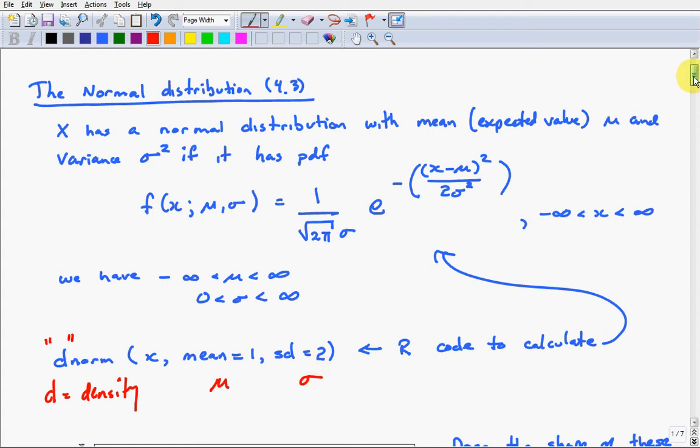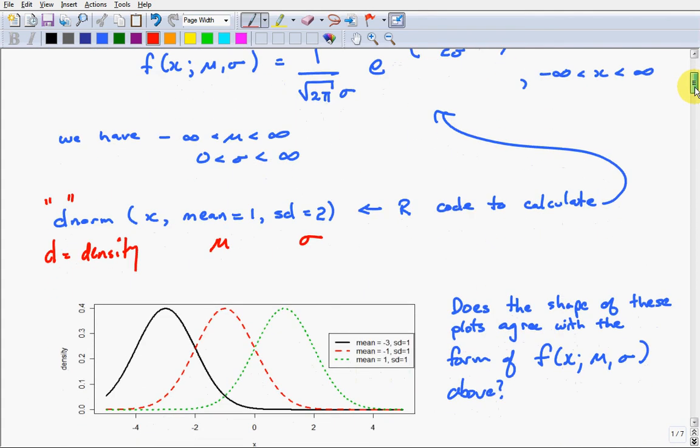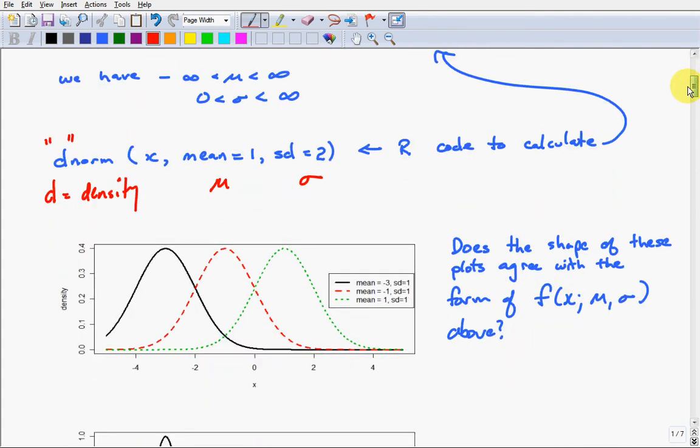And I've used R to calculate the probability density function and graph it for a few different values of mu and sigma. So here's a graph of the probability density function for 3 different values of mu and sigma. The black line on the left is mu equals minus 3 and sigma equals 1. In fact, all 3 of these probability density functions have the same value of sigma, 1. The only thing that changes is that mu shifts. When mu shifts to minus 1, the probability density function shifts to the right, centered over minus 1. And the third one has mu equal to plus 1, and it shifts there. So as we've seen before, changing the mean just shifts the distribution.